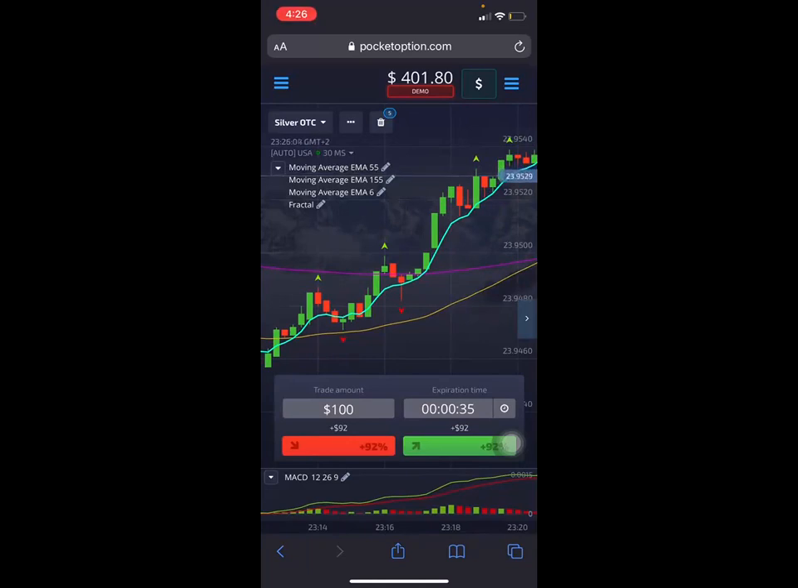So you enter on the 6 too, right? Yeah, because the number 6 is my price action moving average. So if it separates from the 55 and it's going straight up into the sky, I'm buying.